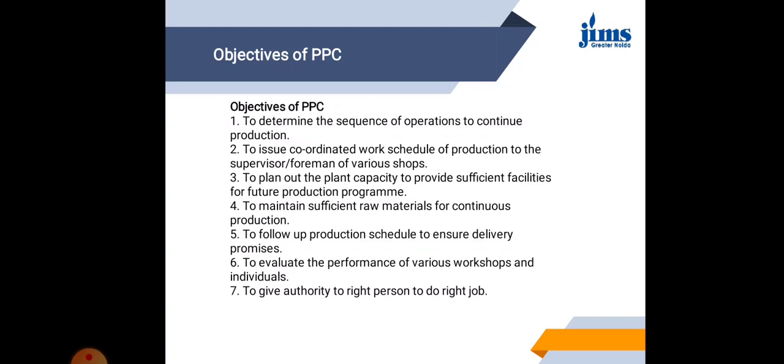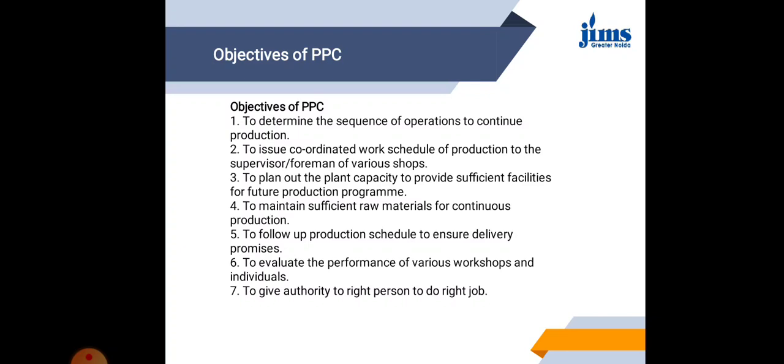Third point, to plan out the plant capacity to provide sufficient facilities for further production program. That means while laying down the plan of production, we will come to know what capacity of plant and what size of plant would be needed to accomplish production plans that are formulated and chalked out today. Once we have plans already prepared, we will be able to decide in advance the size or the capacity of the plant that would be needed in future to implement the production program.